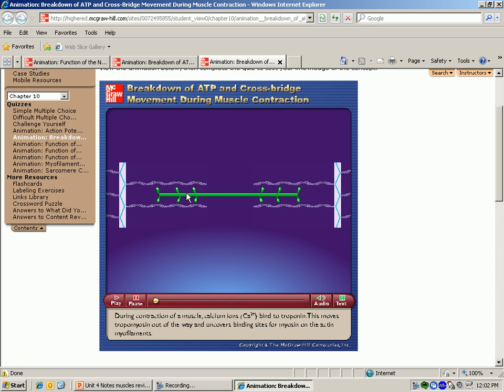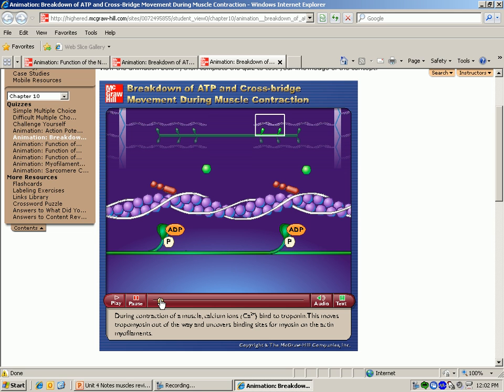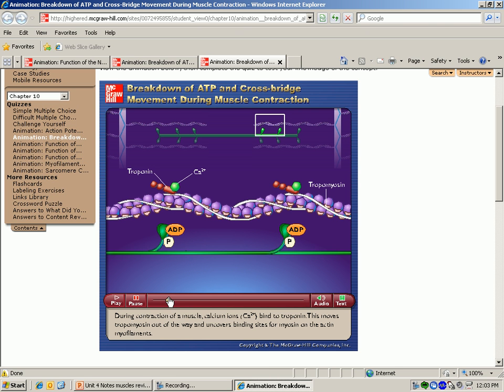The first thing that happens is, after a muscle receives the nerve impulse, calcium is released. Here comes the calcium. See that green ball? That calcium binds to troponin, and when it does, it causes tropomyosin to move out of the way. Did you see that movement? It's very small, but something changed. So the calcium binds to the troponin and causes tropomyosin to move out of the way. What that's doing is allowing myosin to be able to bind to actin. It's unblocking actin.